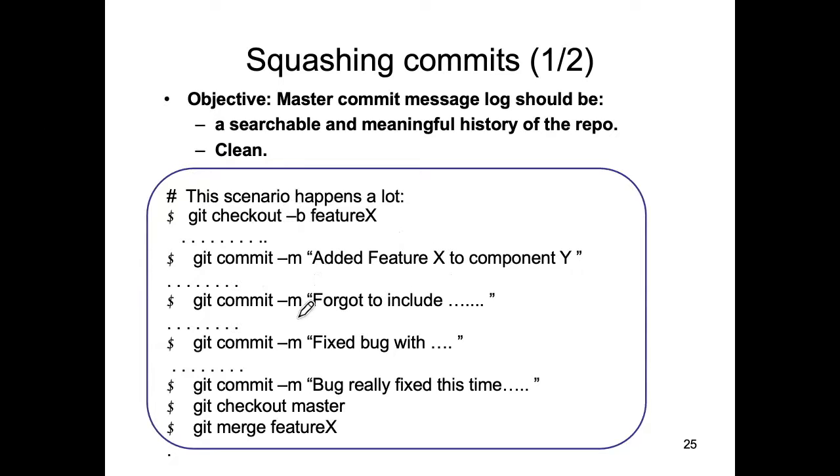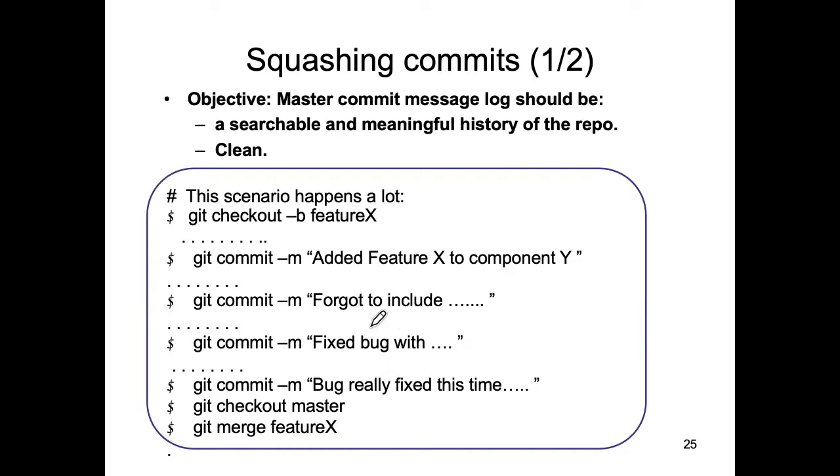I commit it. I think I've done some testing down here. Then I find a bug. So I fix the bug and I commit that work. I do some more testing. I find that the bug fix actually isn't complete. So I need to do some more work. And I do this commit. Now, all of these commits are on my development branch, my feature X branch.